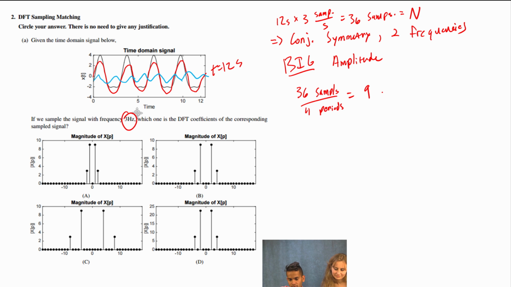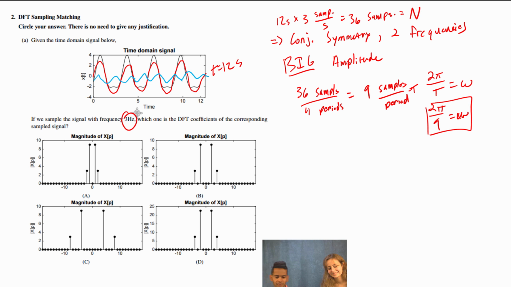So that is 9 samples per period. And so that basically gives us the period of one sinusoid. So what we want is 2 pi over, let's call this guy T. So 2 pi over T is omega. So we know omega is 2 pi over 9. Okay, so now that we got this frequency, this is important.